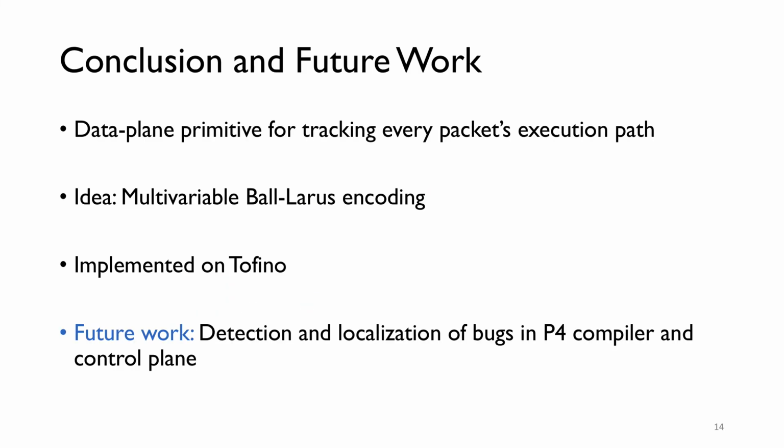So in conclusion, we have motivated the need for a data plane primitive to track packets' execution paths and have adapted an existing algorithm to give us our multivariable Bolaris encoding approach, which we have implemented on Tofino. Our future work for this project is to use the paths that we see in live traffic in real time to detect and localize any bugs that may have been introduced by the P4 compiler.